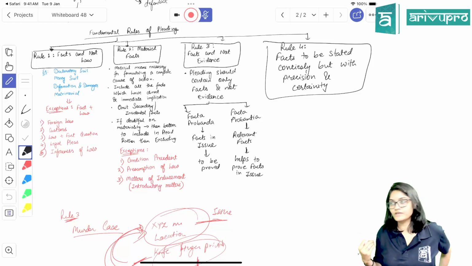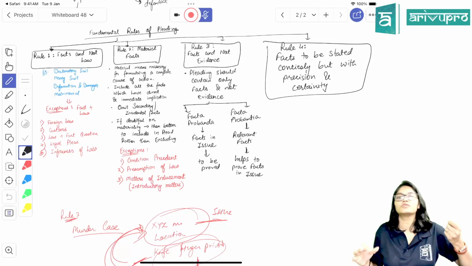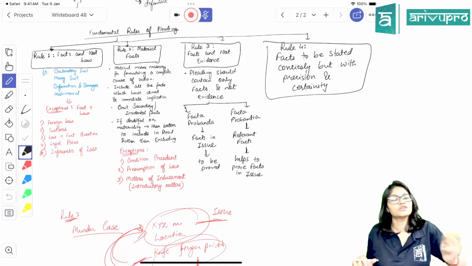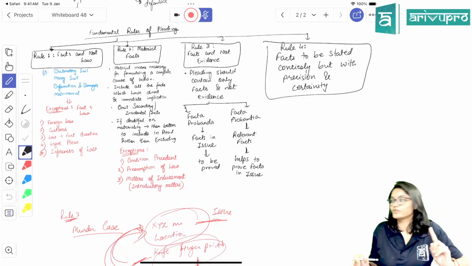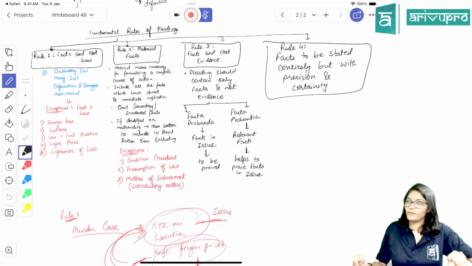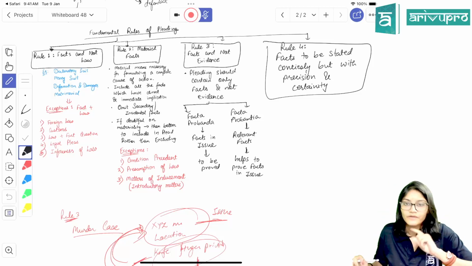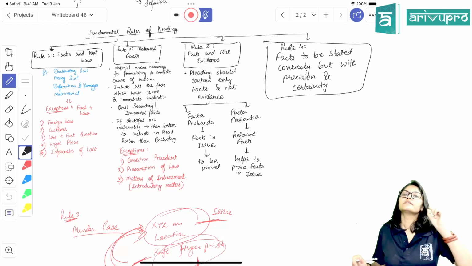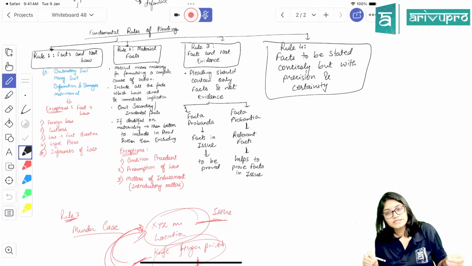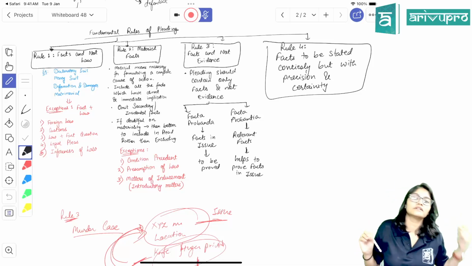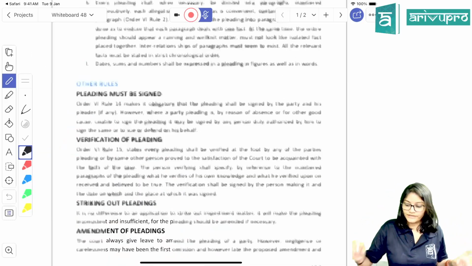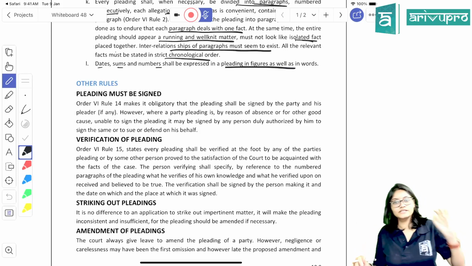Again, some exceptions we have seen, that even though some facts you don't need to mention. Third, only facts you have to mention and not the evidence. Facta probanda and facta probantia. You will mention facta probanda and not the facta probantia. Done. And the fourth is that whatever you are mentioning, your pleading should be concise but precise and accurate and with certainty. Some points they have given on how you have to write it down. So these are the rules.